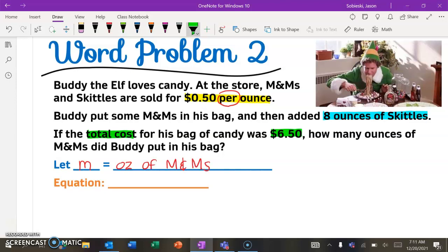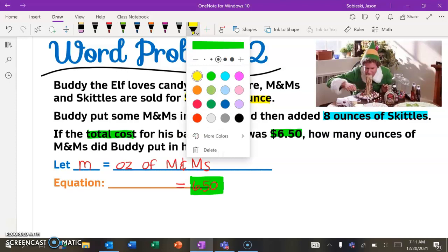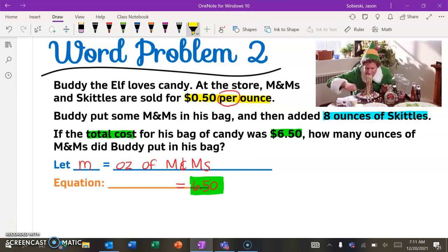All right, so when we go to write our equation, again, we know the total bill was $6.50. And what two things were making up that amount? Well, the M&Ms and the Skittles. So this one is actually going to be set up a little bit differently. Because it says 50 cents per ounce. Well, the M&Ms and the Skittles are being measured in ounces. So that 50 cents part is actually going to be applied to two things, M&Ms and Skittles.